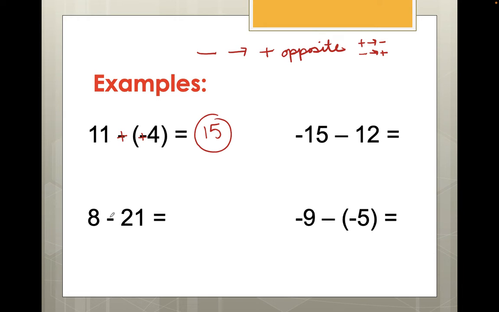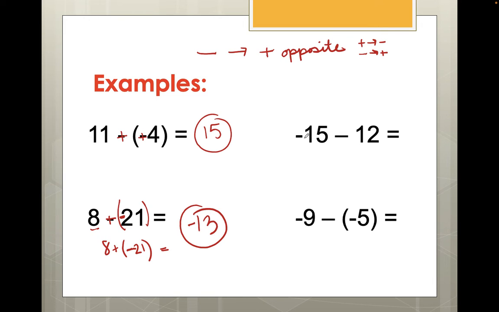8 minus 21, if we keep the first, change a subtraction to addition, and flip the +21 to a -21, now we can apply the rules that we learned yesterday with 8 plus a -21. When we have two different signs, positive and negative, we subtract the two. So we're going to do 21 minus 8, which is 13. And since we're taking away 21 from only a +8, we're going to end up at -13.